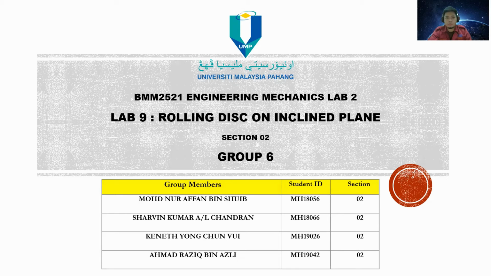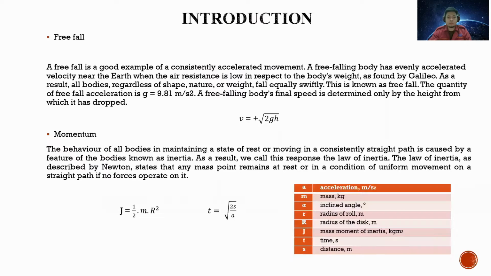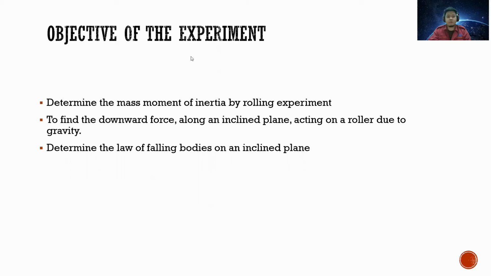So first of all, introduction. The first one is free fall. Free fall is a good example of a consistently accelerated movement, and for momentum, the behavior of all bodies is maintaining a state of rest or moving in a consistently straight path, caused by a feature of the bodies known as inertia.